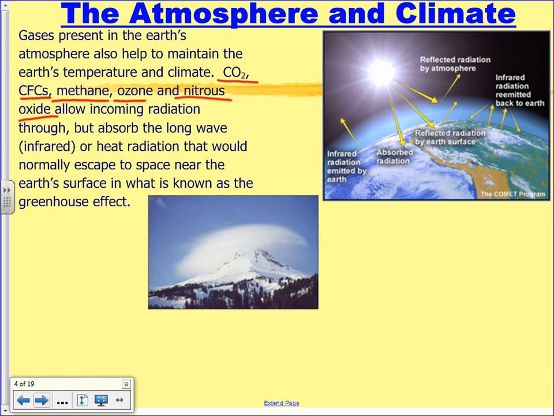So this diagram here on the top is sort of showing that. You've got the light coming in, some of it's absorbed, some of it's reflected, some of it gets back out, but a lot of it gets reflected back down to the Earth, and hits us a second time as heat waves and infrared radiation, which is important for maintaining temperature.